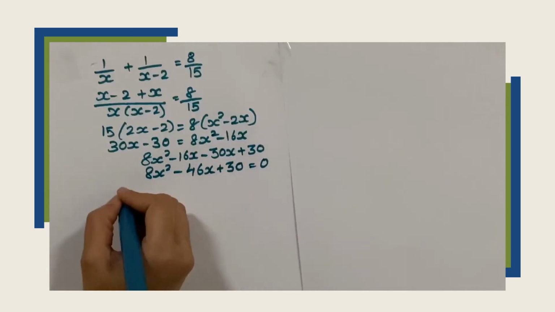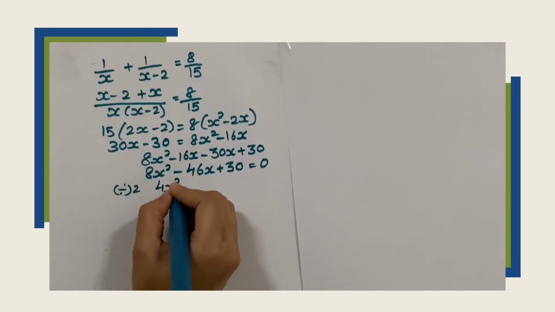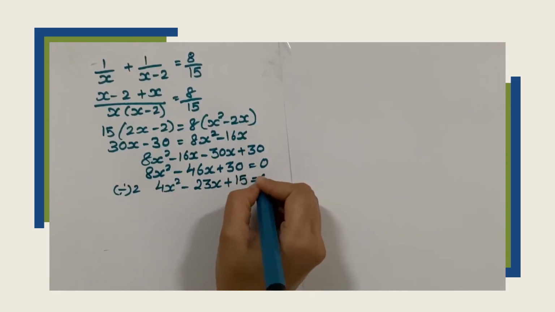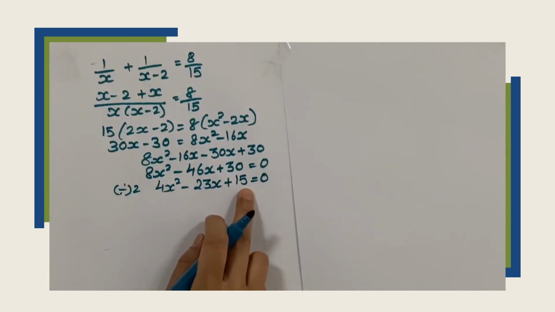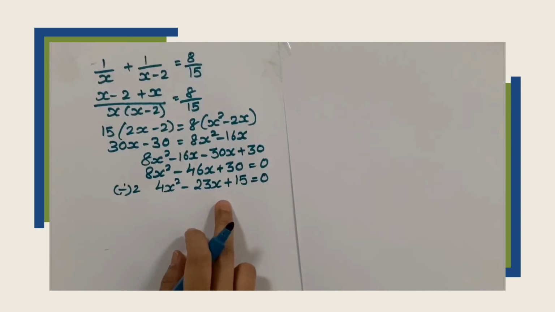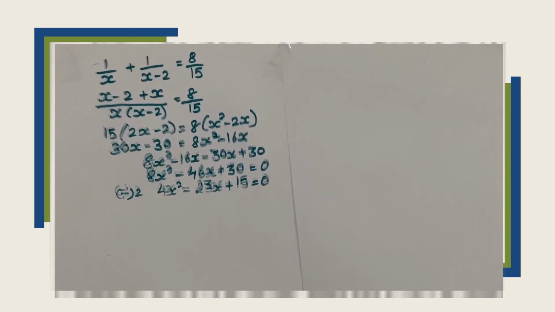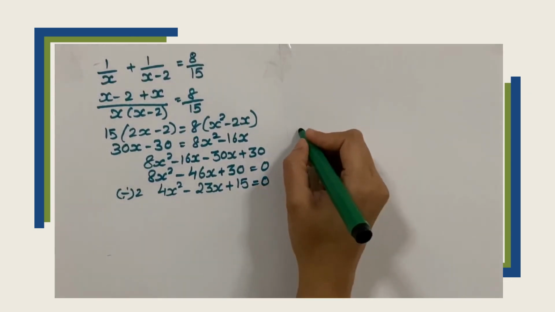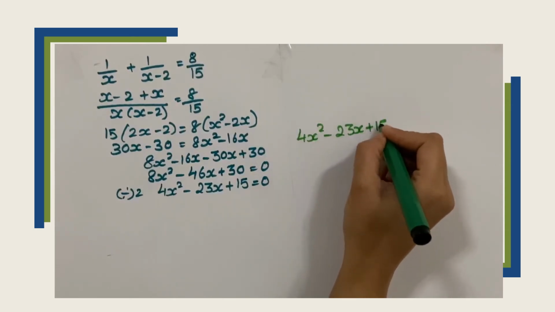And we can divide this equation by 2 because it's divisible by 2. So it becomes 4x square minus 23x plus 15 equal to 0. So this is an equation of the form ax square plus bx plus c. So let's take this quadratic equation and solve it. To factorize it, take 4x square minus 23x plus 15 equal to 0.